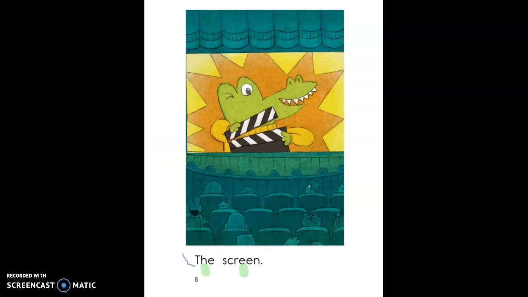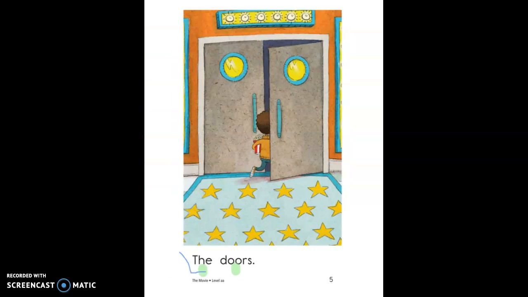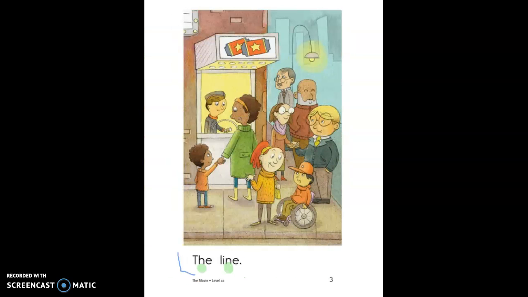Awesome. And who can tell me how many words were on page 3? How many words were on page 3? Great job, scholars. I see 2 words. I see the and I see line. There's 2 words. Great job, scholars. You all did awesome today.